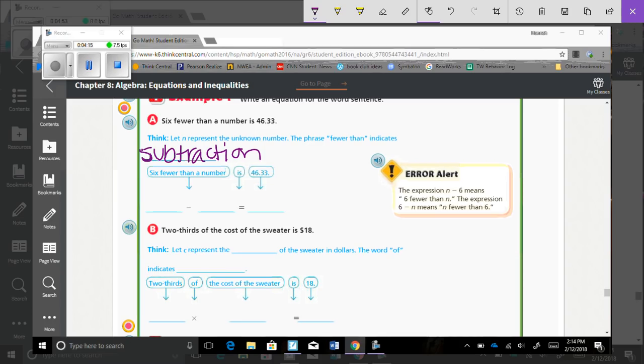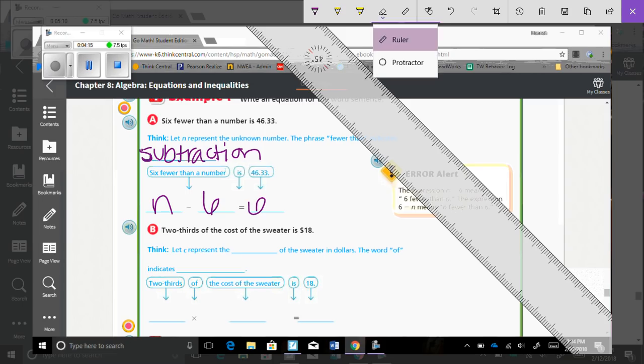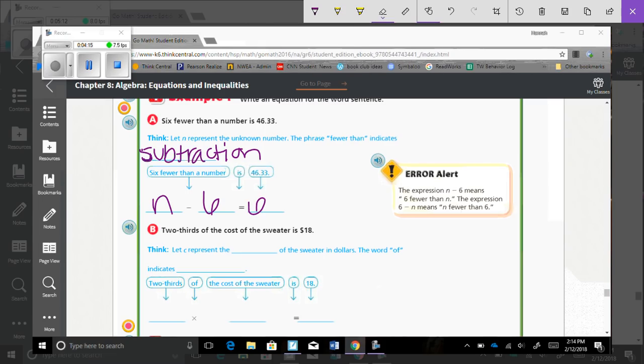6 fewer than a number is 46 33/100. So fewer than a number, we're going to just go ahead and use n for number. So n minus 6, 6 fewer than that number, means equals, and we're just going to bring down the 46 and 33 hundredths.